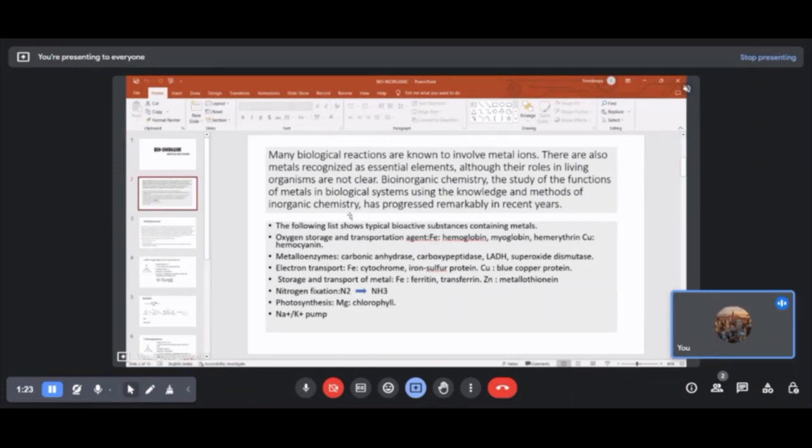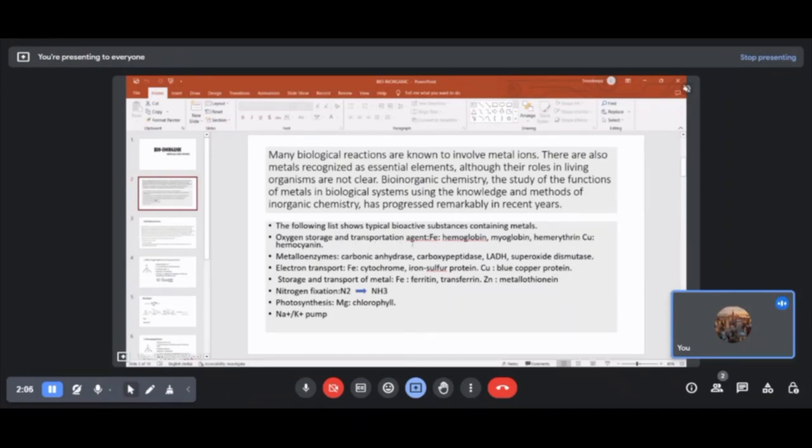It helps to find the actions of several metal ions in our biological system by using several methods and processes of inorganic chemistry. Here is a list of some bioactive substances containing metals. These are the functions which are happening in our biological systems, and here are a few metalloproteins which help to perform these functions in our body. Let's discuss it one by one.